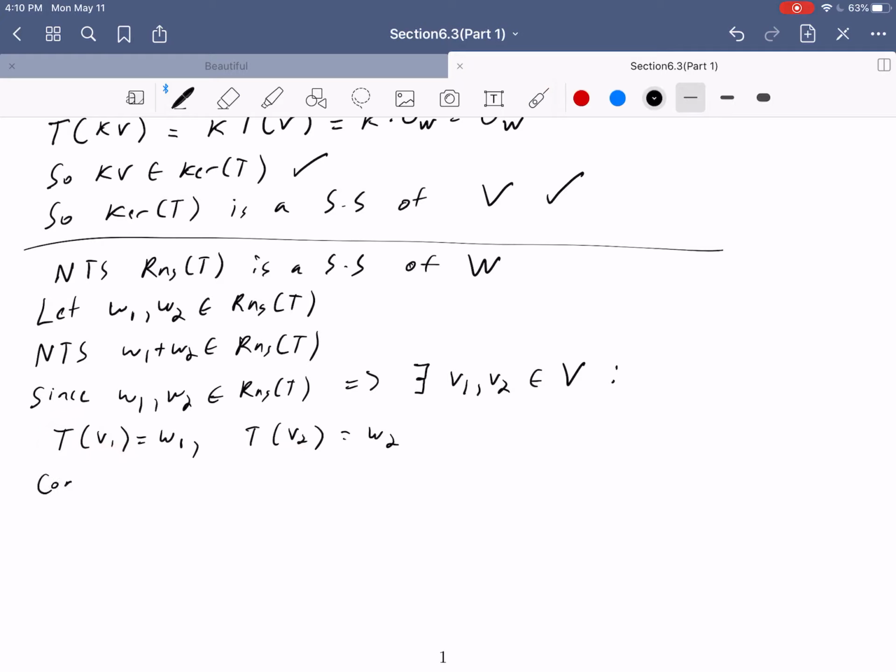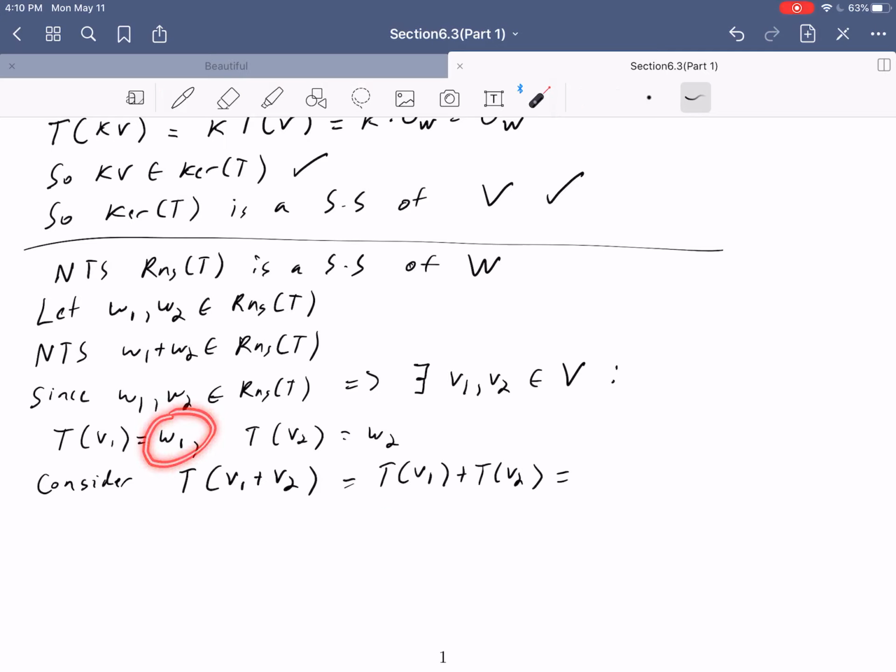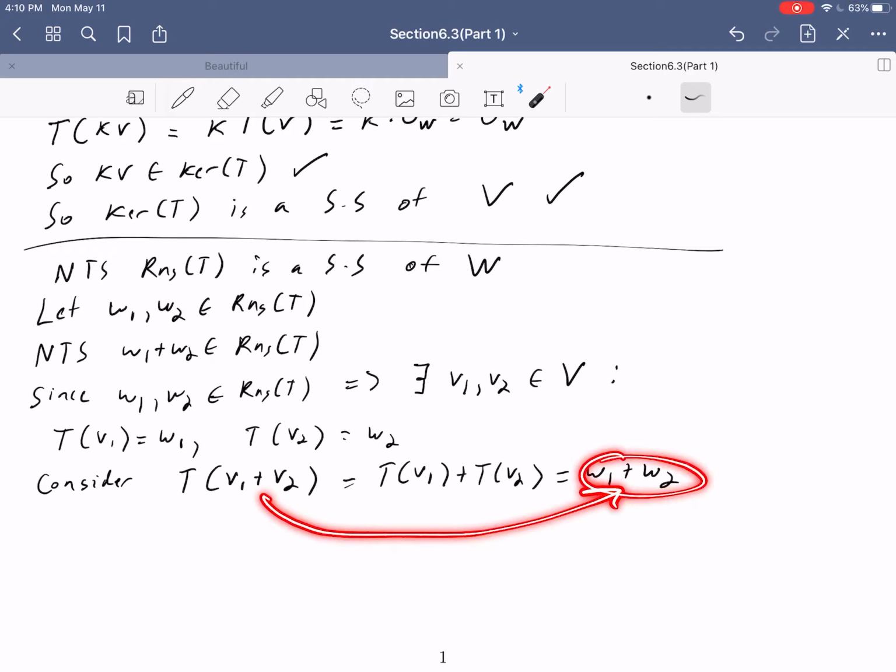So now consider T(V1 plus V2). Since T is a linear transformation, we know that it distributes over vector addition, so we get T(V1) plus T(V2). And T(V1), we know, is W1, and T(V2) is W2. So what does this tell us? Well, this tells us that T(V1 plus V2) is equal to W1 plus W2. So V1 plus V2 gets mapped to W1 plus W2.